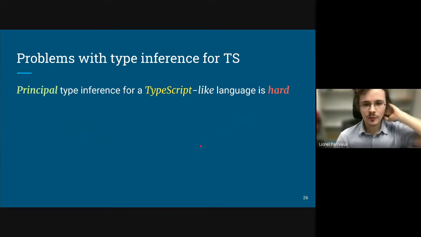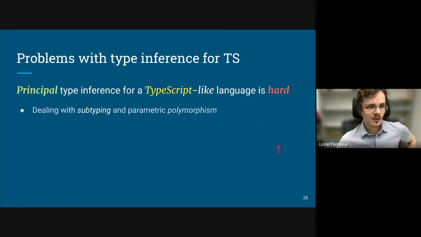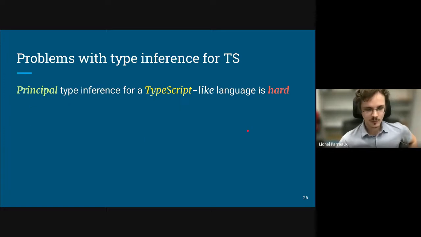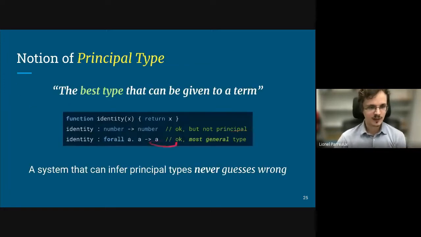So principal type inference for a language like TypeScript is hard. In fact, if we don't restrict it in some way, it's undecidable because type checking is undecidable. And so what we have to deal with is subtyping and parametric polymorphism. So we want polymorphic type inference, right? If you look at approaches like Flow, the Flow type system for JavaScript, it doesn't do polymorphic type inference. It only infers monomorphic types, which is a problem. For example, it couldn't infer the type of the identity function, right, with the for all.